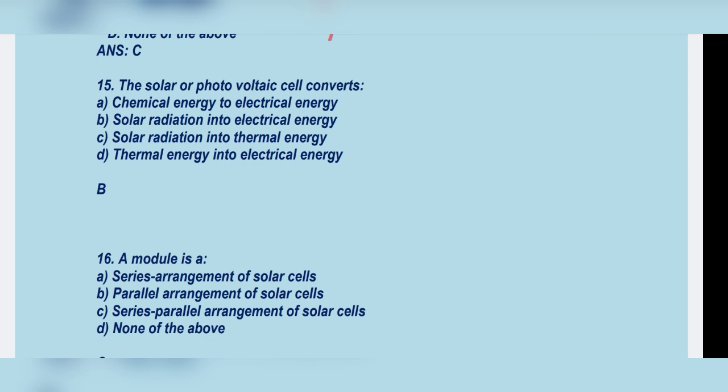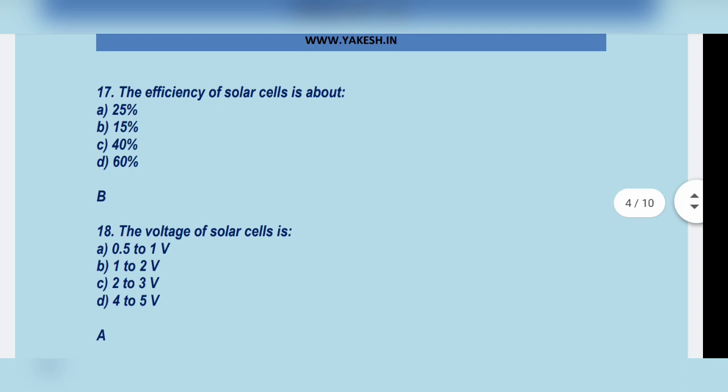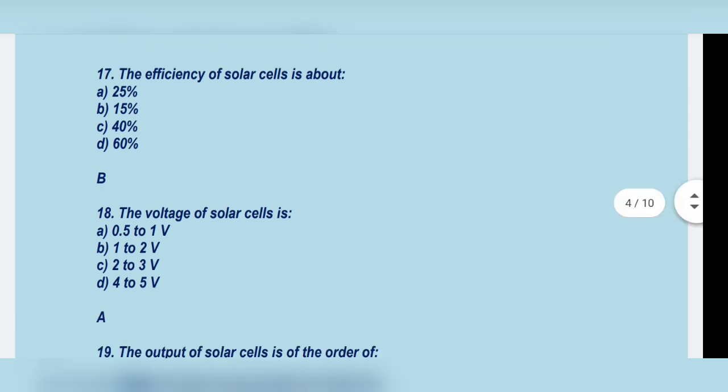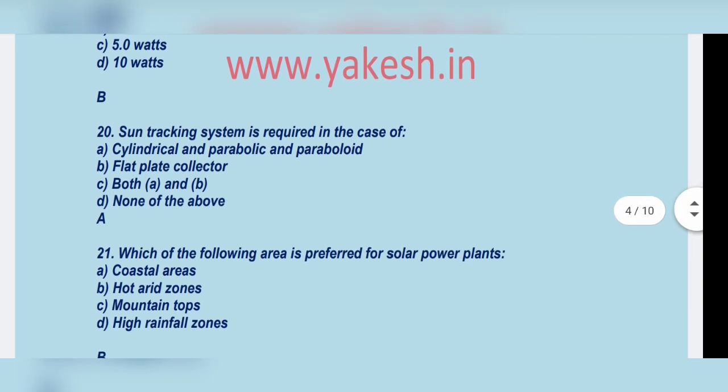The solar or photovoltaic cell converts chemical energy to electrical energy. Option B. A module is a series to parallel arrangement of solar cells. Option C. The efficiency of solar cell is about 15%. Option B. The voltage of solar cell is 0.5 to 1 volt. Option A. The output of solar cell is of the order of 1.0 watts. Option B.